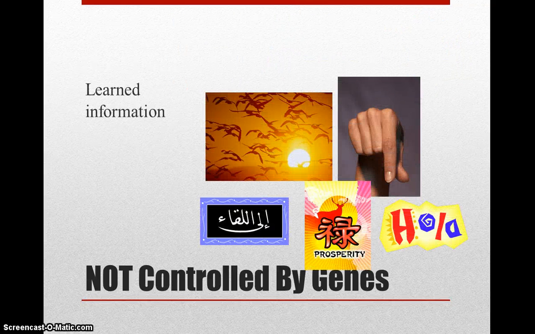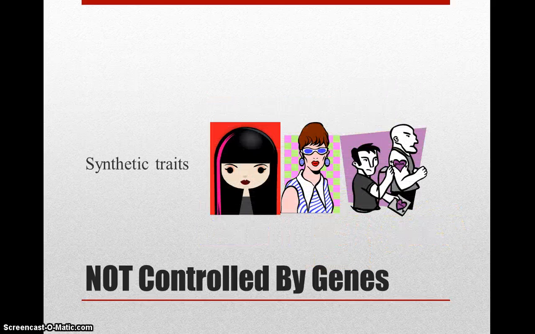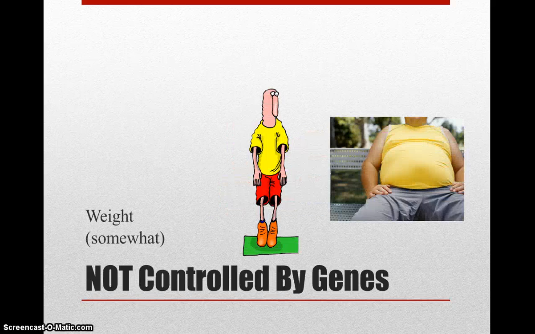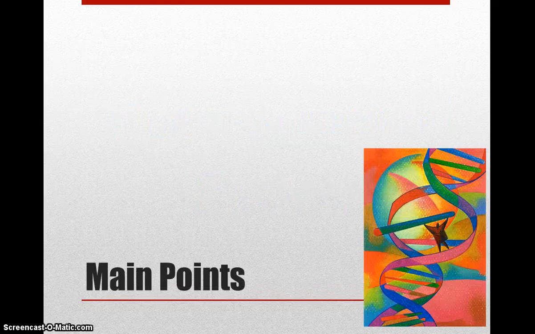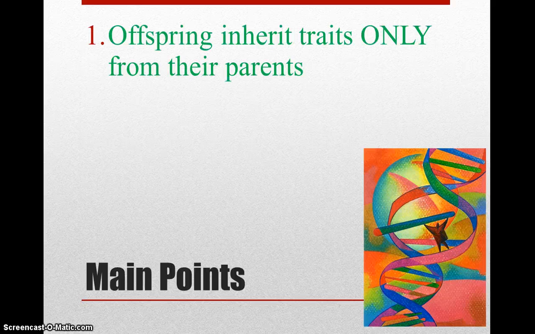Learned information like migration patterns, sign language, or learning some kind of a language. Synthetic traits like dyed hair, earrings, or tattoos. And then weight. Sometimes, somewhat. There are some genetic aspects to weight, but mainly it's environmental, like diet and exercise. So all of these types of traits that are not controlled by genes are controlled by environmental factors, things that are not in that genetic information.